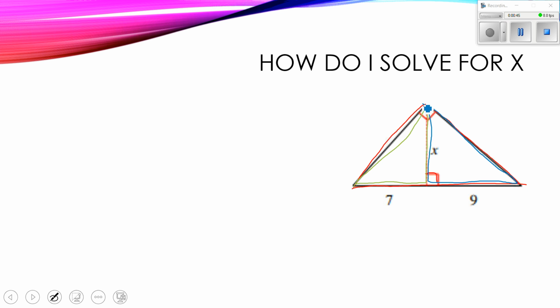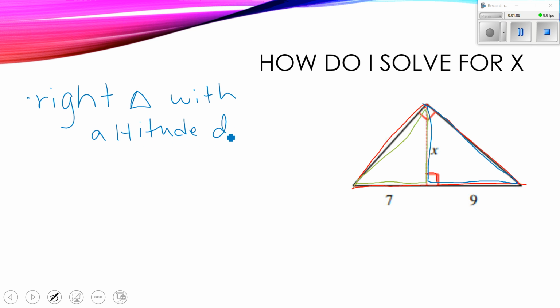And all three of these triangles are similar. I'm not going to make you set them up and tell me which ones are similar, but knowing that these are similar is the first step in knowing how we're going to solve for x. So, key steps to know is that we have a right triangle with an altitude drawn in. And today we're going to work on solving if we know this altitude, or if we're solving for that altitude.